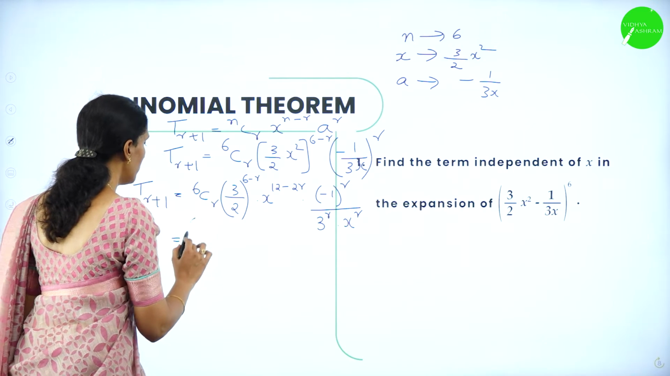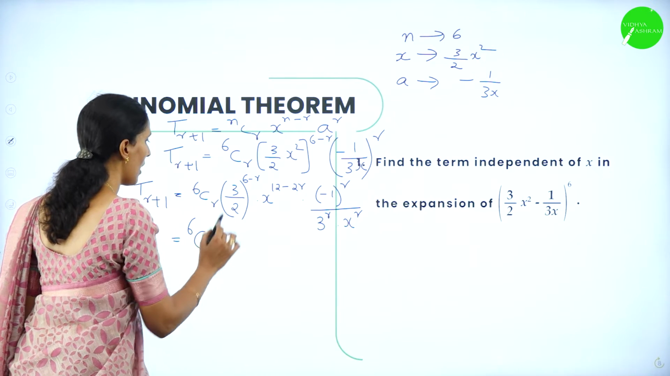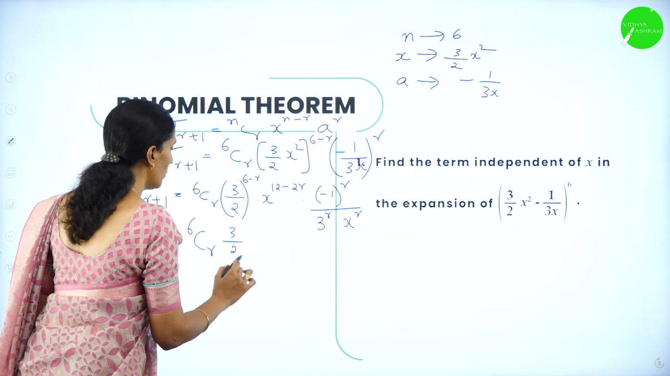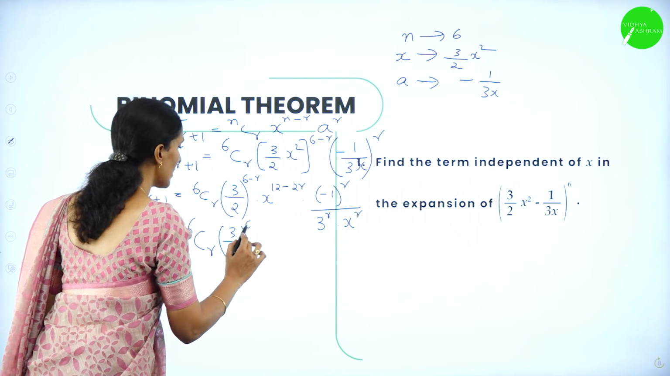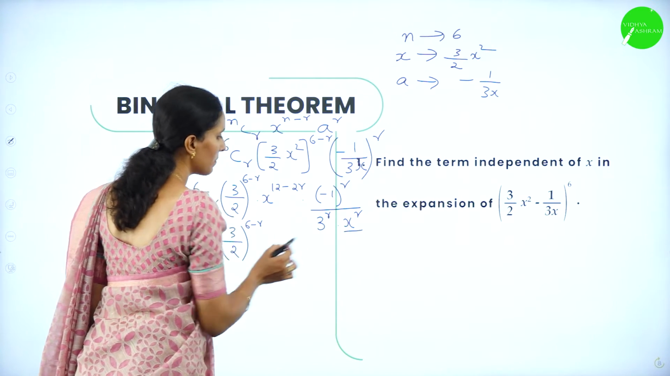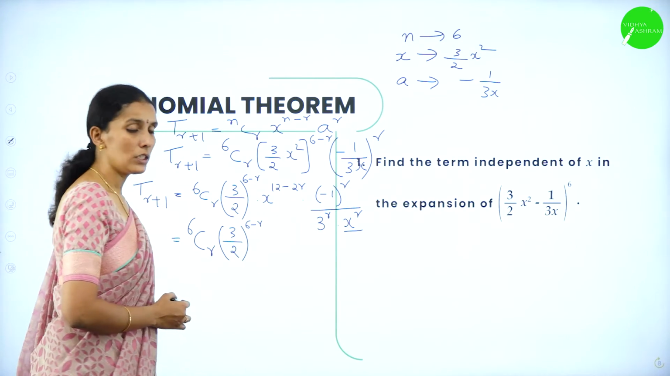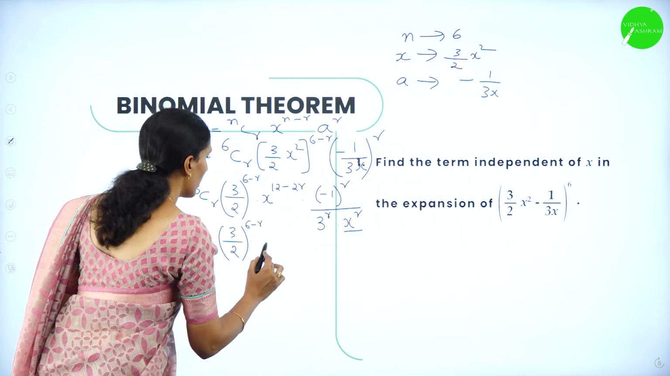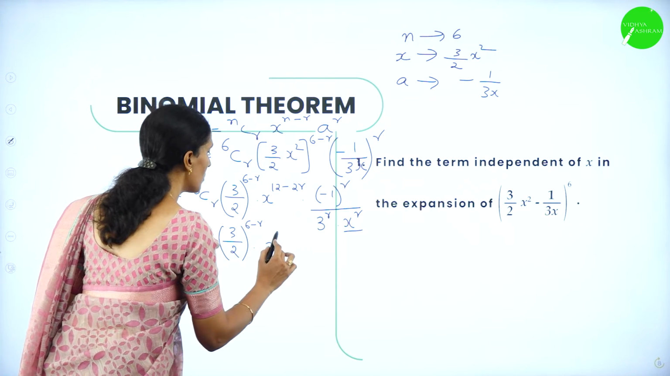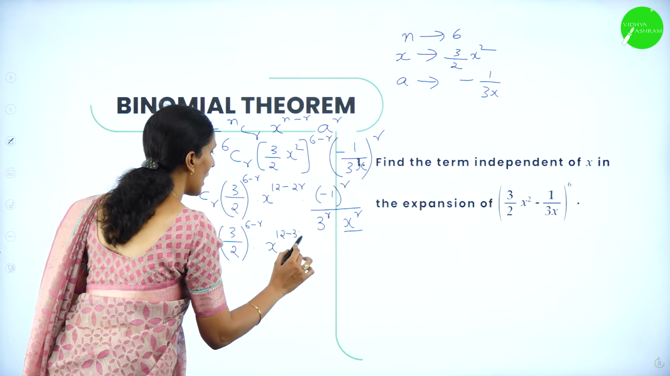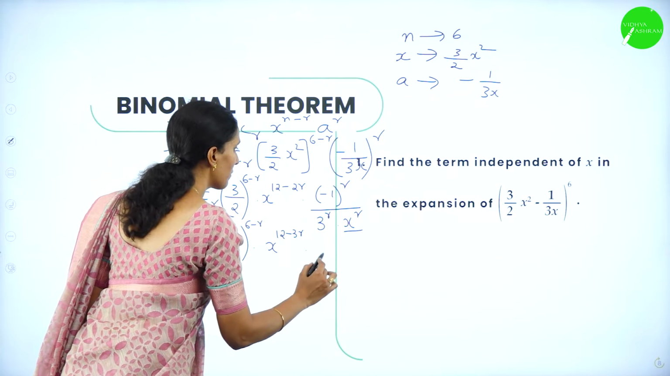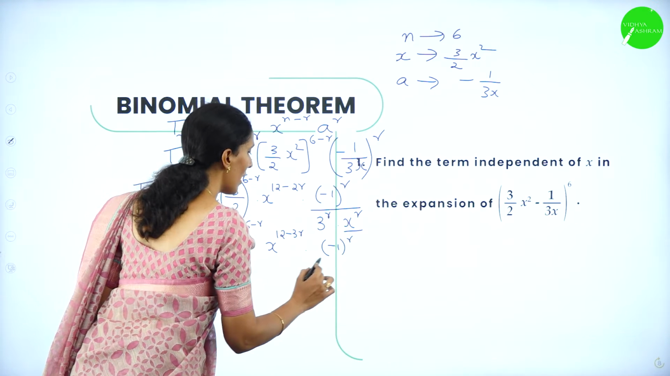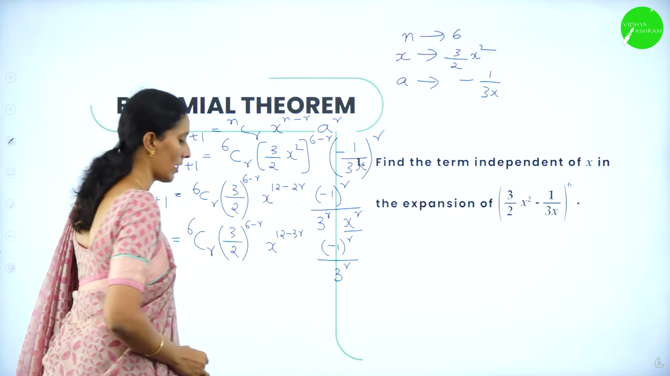This is equal to 6Cr (3/2)^(6-r). You have x^r here. When it goes to the numerator, it becomes x^(-r). So, the power becomes 12 - 3r. And here you are left with (-1)^r divided by 3^r.